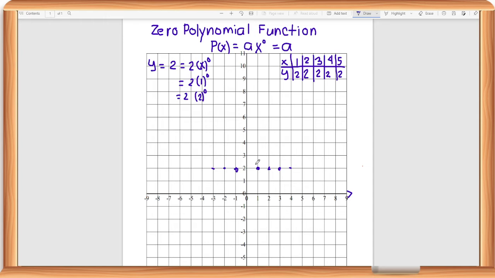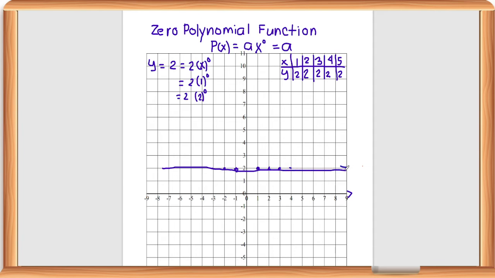So that means the graph of a zero polynomial function is actually parallel to the x-axis, or maybe it is on the x-axis itself if y is equal to 0. Okay, so that is what happens. It passes through the y-intercept at 2. The y-intercept, the y-axis at 2.